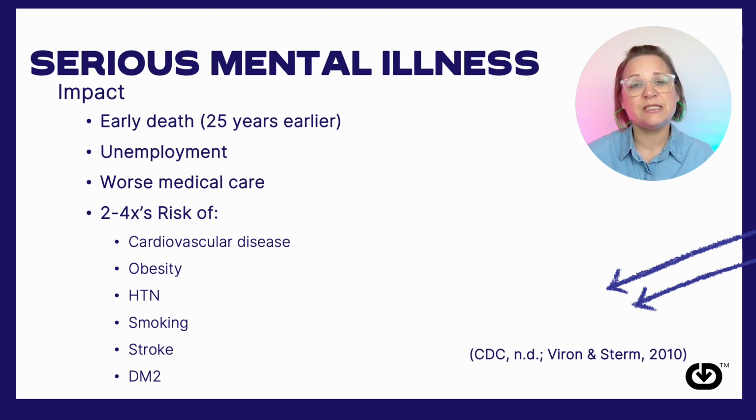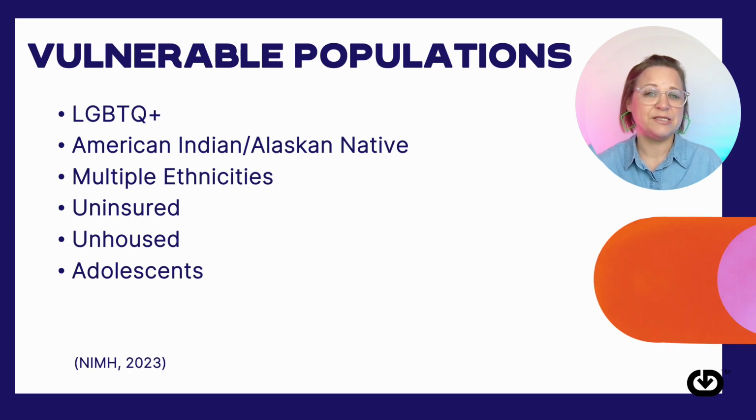Patients with serious mental illness often benefit from increased community resources and case management to help support them in their day-to-day living and give them the best outcomes. According to the National Institute of Mental Health, there are certain vulnerable populations that are more likely to have poor mental health outcomes. Knowing this can help provide resources to patients who are at greater risk. These vulnerable populations include the LGBTQ+ community, American Indians and Alaskan Natives, people who are from 2 or more ethnicities, those who are uninsured, unhoused, and adolescents.